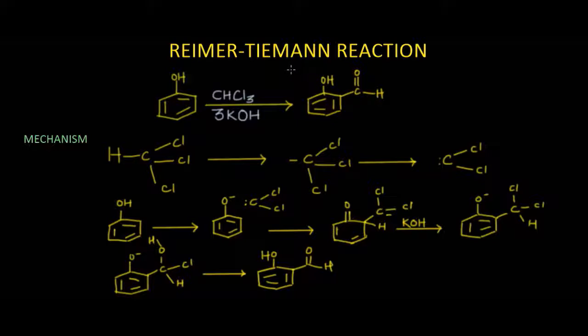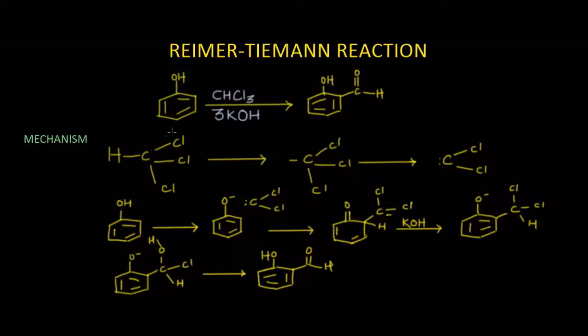Now what is Reimer and Tiemann reaction and why is it called Reimer and Tiemann reaction? Now Reimer and Tiemann reaction is the reaction where phenols get converted to salicylaldehyde in presence of chloroform and potassium hydroxide. Now the name Reimer and Tiemann was given to this reaction in honor of the scientists Reimer and Tiemann who discovered this reaction.